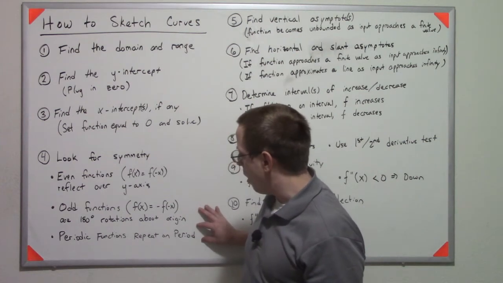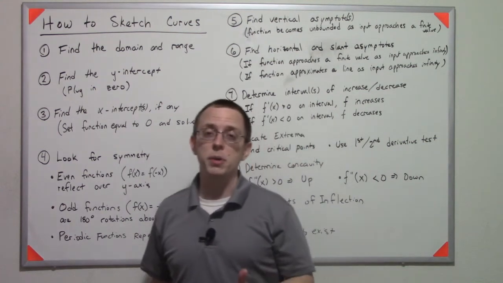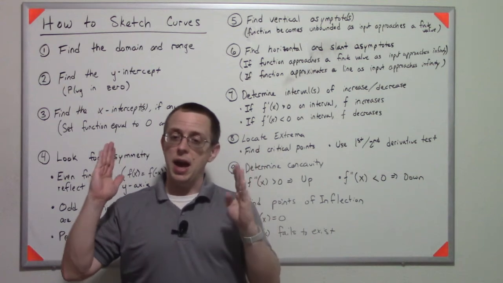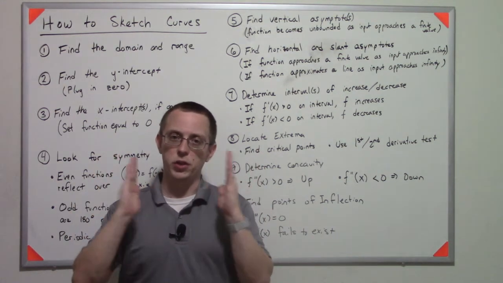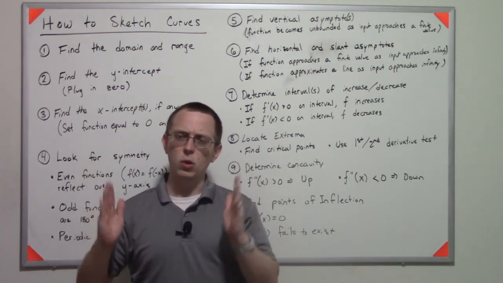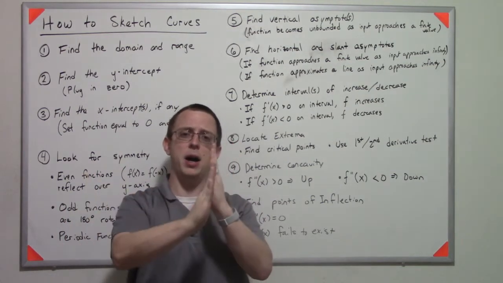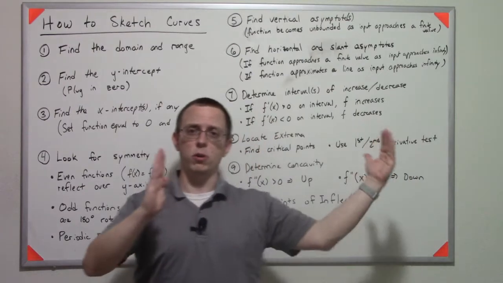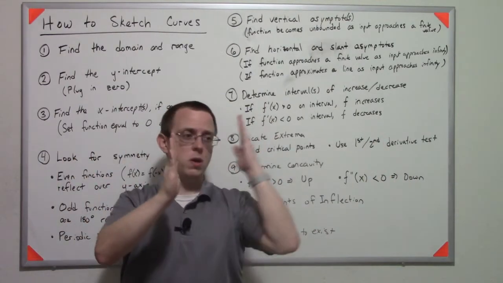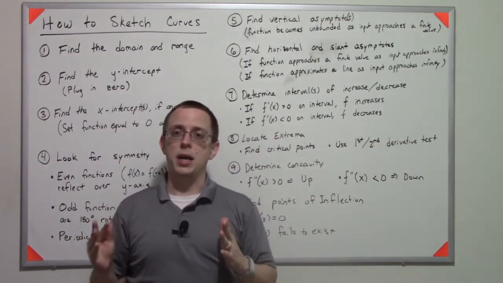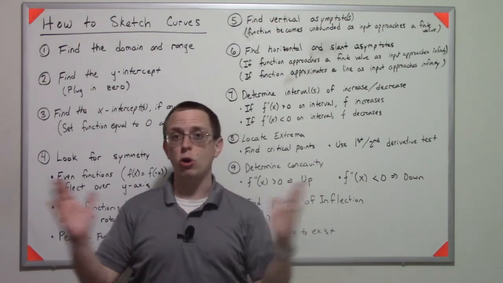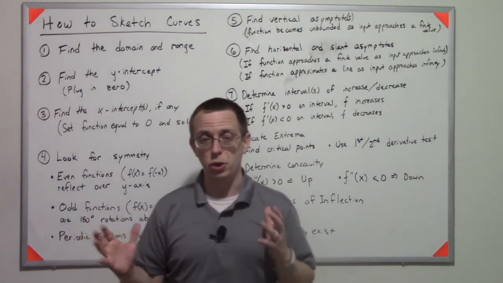And finally, there's periodic functions. What a periodic function simply means is that at every interval of a certain length, for instance, for the sine function, it's 2 pi, every 2 pi, the pattern starts over. So it starts here, here, here, here, here. And that period may be longer or shorter depending on what type of function you're dealing with.